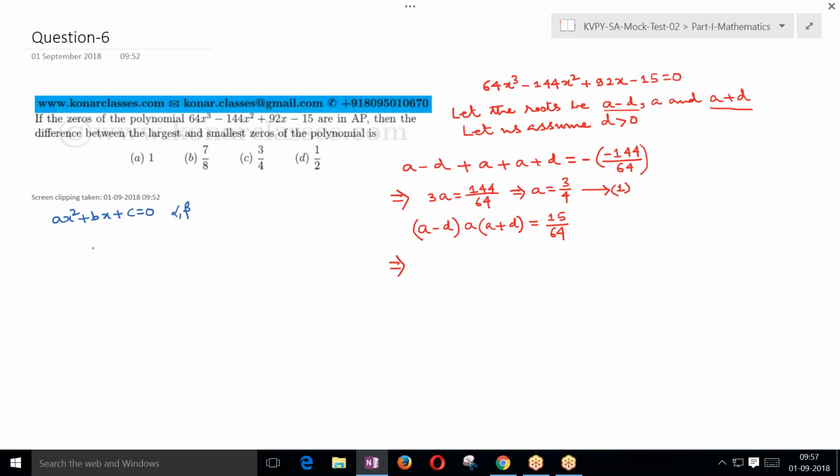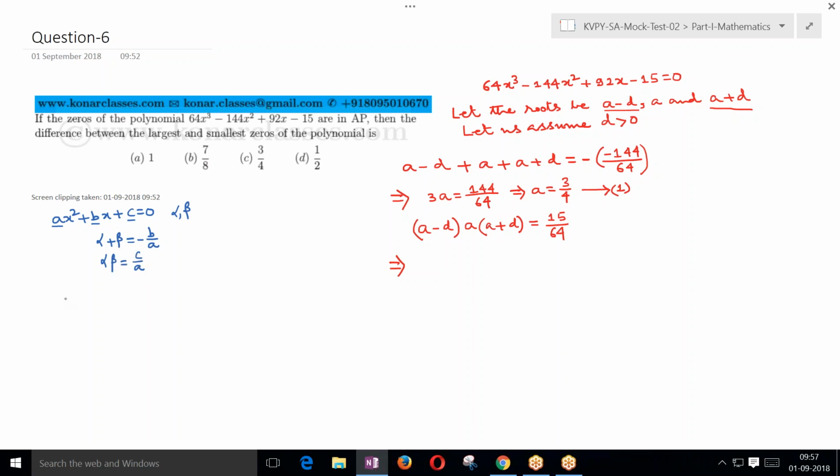Let's take its roots as alpha and beta. Then the relationship between the roots and coefficient. Why is it called coefficient? Because a, b and c are known as the coefficients of this corresponding quadratic equation. Then we can say alpha plus beta is equal to minus b by a, and alpha into beta is equal to c by a. I hope all of you are aware of it.